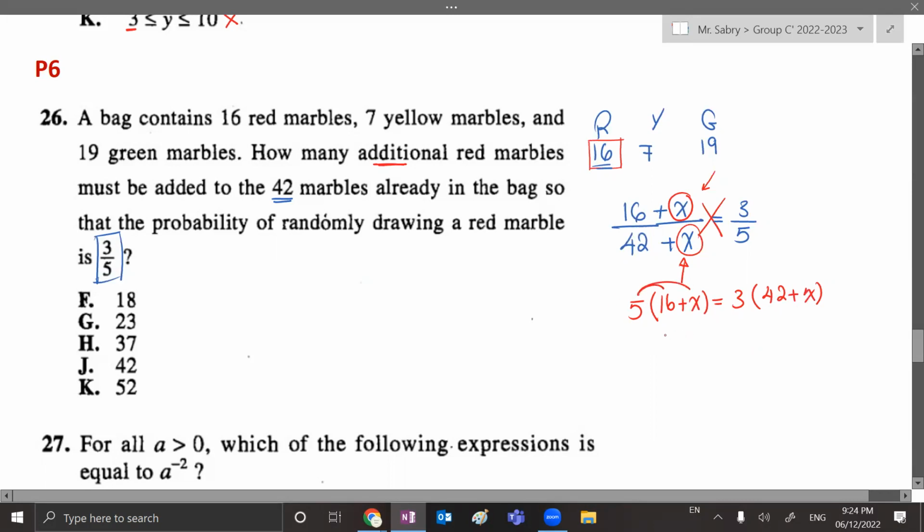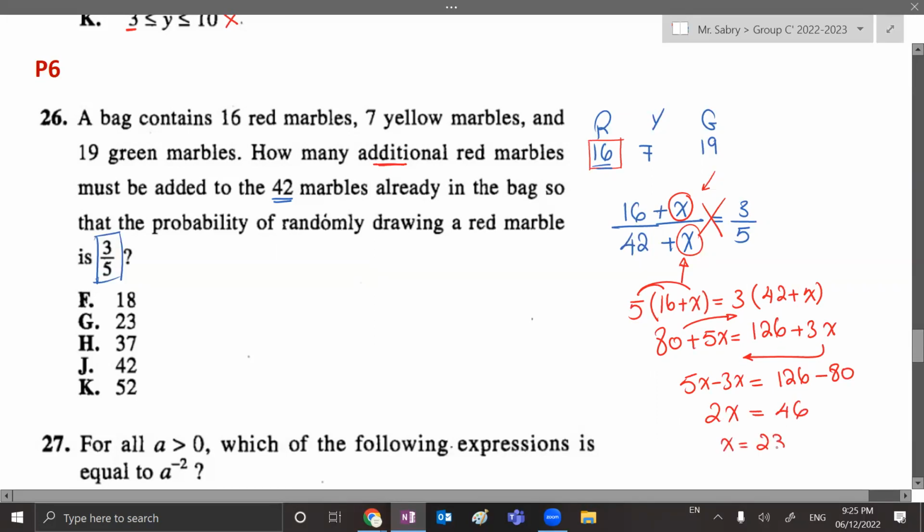5 times 16 or 5 times x, this will be 80 plus 5x equals 3 times 42, 126 plus 3x. Move the x's to the same side with the numbers on the other side. So 5x minus 3x is now equal to 126 minus 80. This is 2x equals 46, which means x is now equal to 23. So I need an extra 23 red marbles so that the probability of the red becomes 3 over 5.